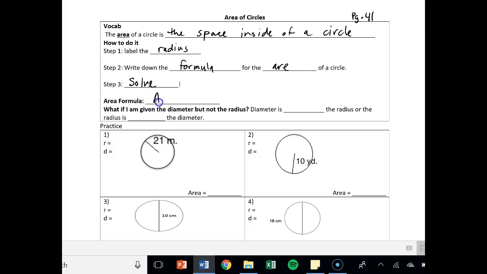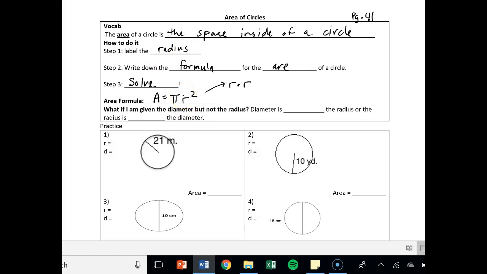So the area formula is A is equal to pi r squared, right? And remember that this r squared really means the radius times itself, right? So if this is 3, it's 3 times 3. If it's 9, it's 9 times 9. If it's 100, it's 100 times 100, not 100 times 2. Right? So that's why we really want to label the radius here, because it's part of our formula.